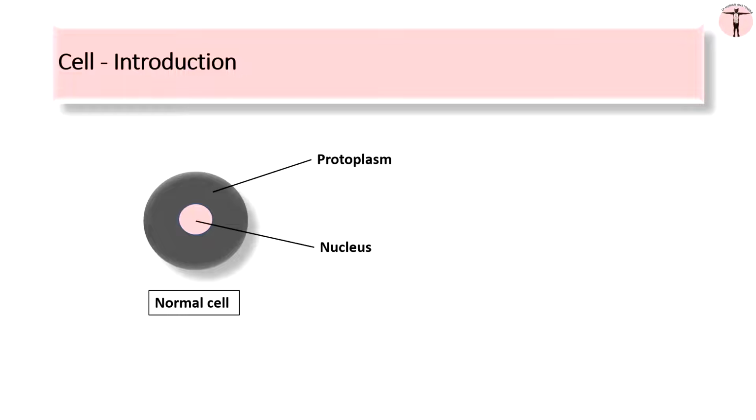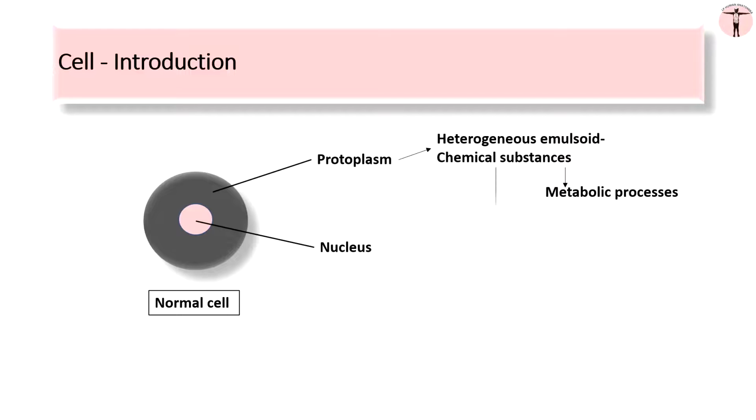The protoplasm of the cell is a heterogeneous emulsoid in aqueous phase containing complex chemical substances for metabolic processes and for storage of hereditary materials. In complex forms of life, from amoeba to man, the cells having a membrane-bound nucleus and the cytoplasm are called eukaryotes.